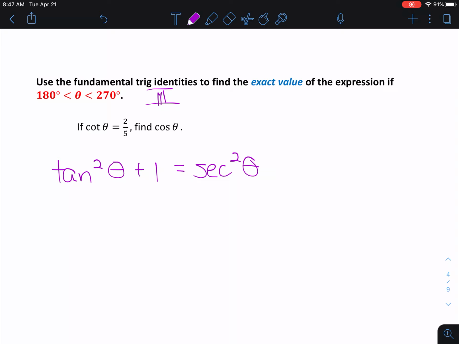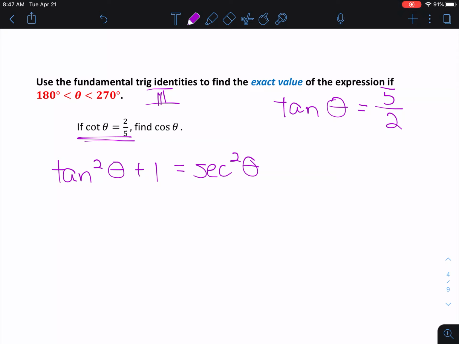Okay, now before I start, I just want to lay out a couple of things. I am given cotangent, so that means I can figure out what tangent is. If cotangent of theta is equal to 2/5, then tangent of theta is equal to 5/2. Okay, so we're going to start there. Now I can see if we can get to figuring out what secant is, and then from there we should be able to figure out what cosine is.